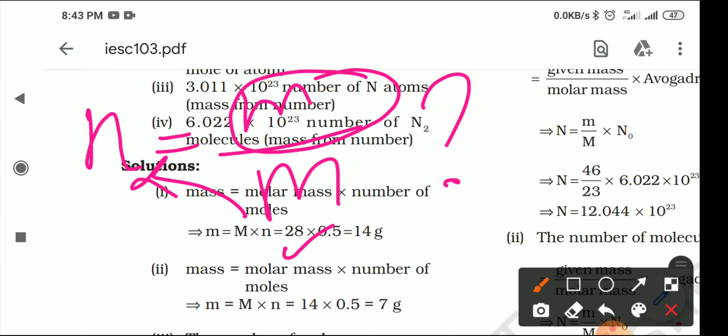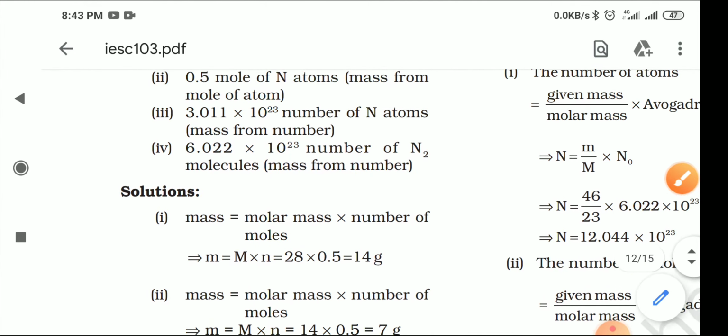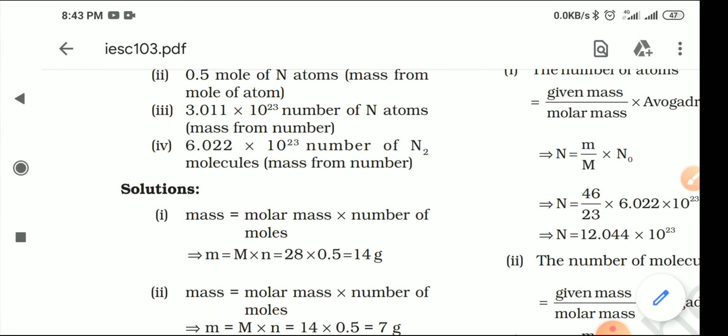Now we can put the values here. The mass of one nitrogen atom is 14. When we are talking about N2 gas, it means two atoms of N, so the mass should be 28. Once we multiply 28 by 0.5, the answer will be approximately 14 gram. This is the answer of that question. Now let's talk about the other question. Read it very carefully. In this question, 3.011 into 10 to the power 23 number of N atoms was given.